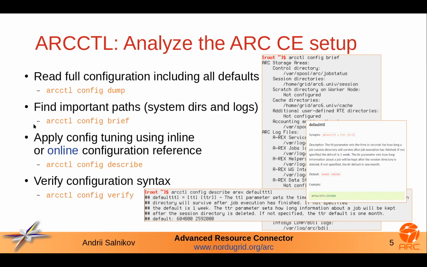If you just want to find important paths, important directories or logs, the very useful command is ARCCTL config brief. It's shown on the right of the slide. It just lists all relevant directories as configured and log files, so you can read further information about what's happening. And for writing config, we have good online documentation. It's generated from the same source. So you can use either the online reference and just Google it, or you can use ARCCTL config describe, and it will give you the same information in text format in your shell.